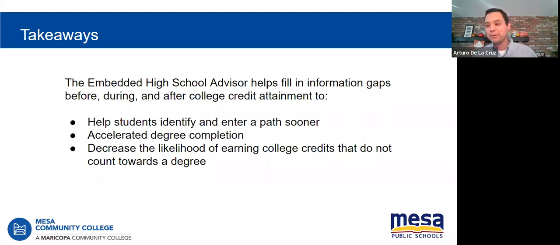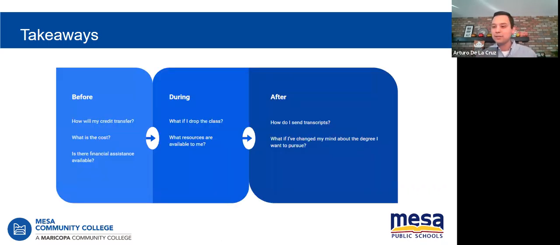So having these coaching opportunities, these learning opportunities earlier while they're in high school helps students understand the process earlier. So once again, some of the questions we answer before they take their class: how will my credit transfer? What is the cost going to be? Is there financial assistance available? Because, the FAFSA, students are not applying for FAFSA while they're in high school to take one or two dual enrollment classes. So that's why we have that separate grant opportunity. During their class, students don't know what would happen if they drop the class at their high school. What are their repercussions? At what point is it a W on their transcript?